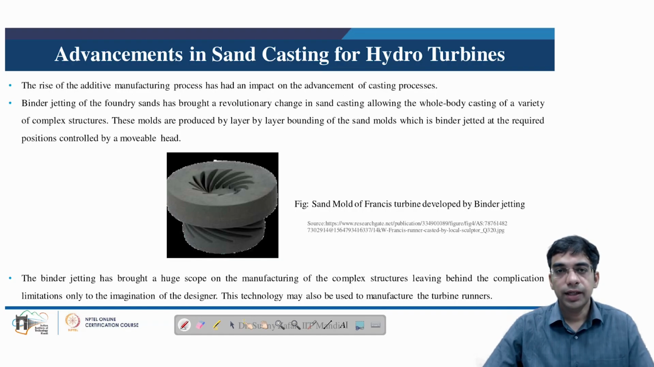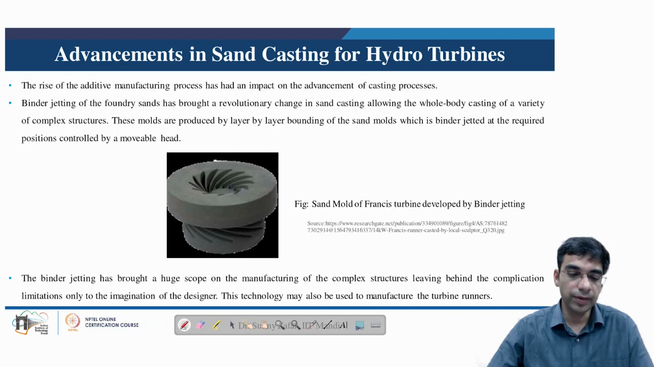So next we look at the advancements in the sand casting process for hydro turbines. With the rise in additive manufacturing processes, there is significant advancement in casting processes for hydro turbines. Binder jetting of foundry sands has brought a particularly revolutionary change in sand casting, allowing whole body casting of a variety of complex structures. These molds are produced in a layer fashion, bonding the sand, which is binder jetted at the required positions, controlled by a movable head.